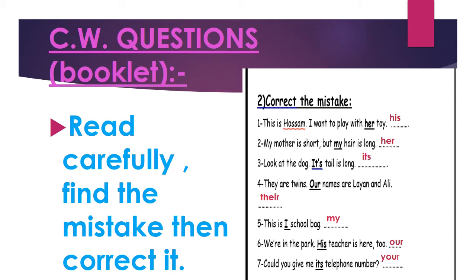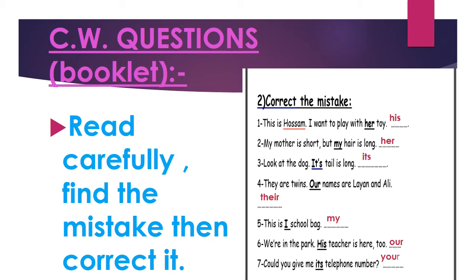Number 3, look at the dog, it's tail is long. Now I'm talking about the dog's tail. So here it's is the short form of it plus verb to be. It is, so it's wrong. I need the right possessive adjective, so I'm going to write its. So the right answer will be look at the dog, its tail is long.